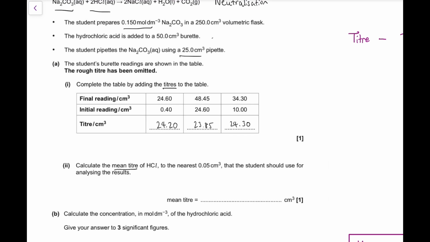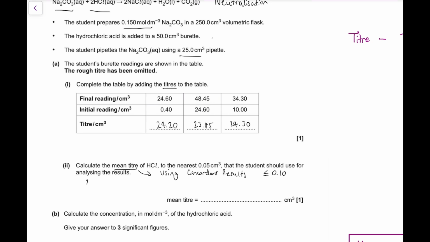The mean titer is not just an average of the three results, it's an average of the concordant results. In A-level chemistry, what this means is that the results we use to find our mean titer must be within 0.10 centimeters cubed of each other. Pause the video now to identify the concordant titer values which we use to calculate our mean titer.